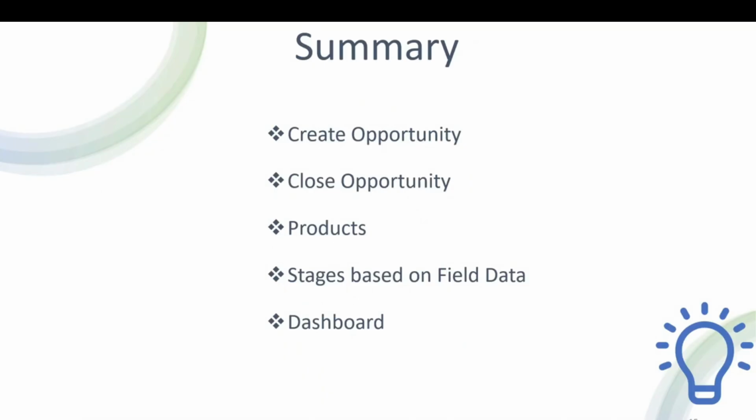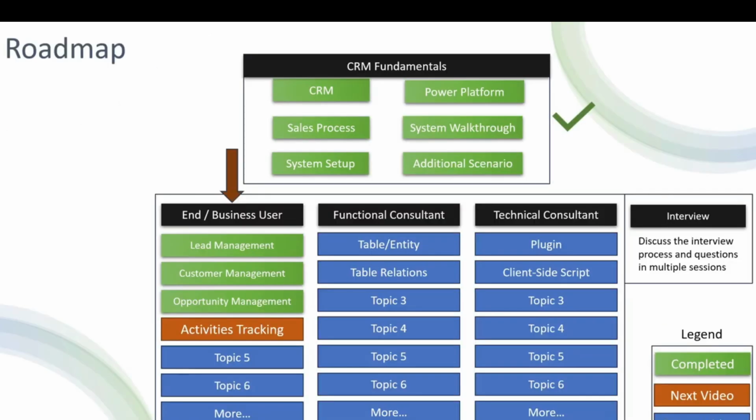Today we discussed how to create an opportunity manually or through lead conversion, how to close the opportunity as either won or lost, how the products are related to the opportunity, and how we can customize the stages based on the field data or where it's created or originated. We also covered the dashboards. There are already a lot of opportunity dashboards and views, and we saw how to customize the metrics and all.